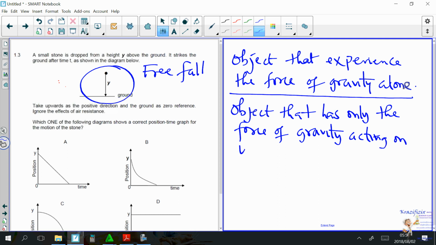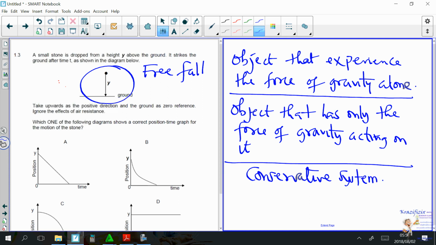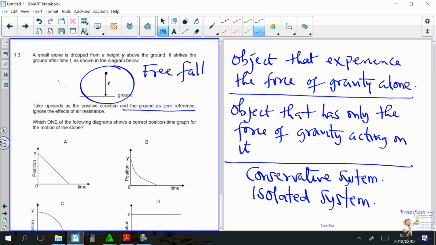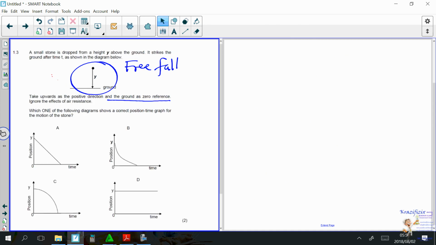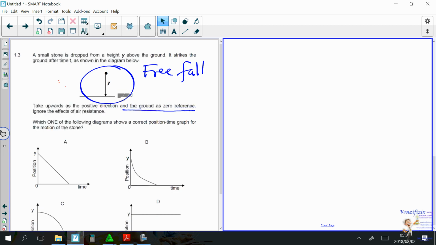acting on it. And also here we can actually say it is a conservative system, or what you know as an isolated system. We'll mention this again when we get to work. All right, now take upward as positive direction and the ground as 0. Okay, now if the object is dropped, that means the object is coming down.